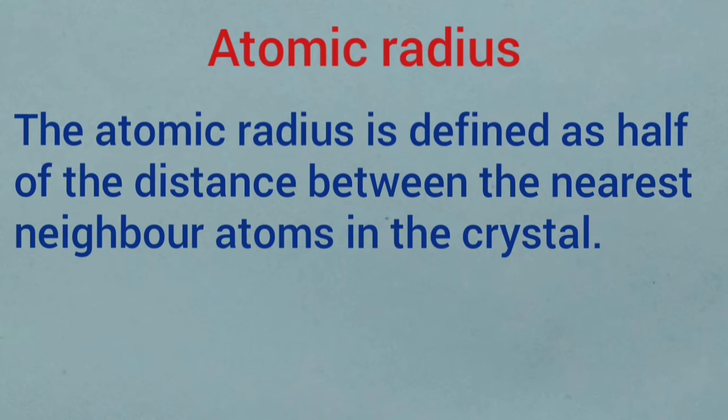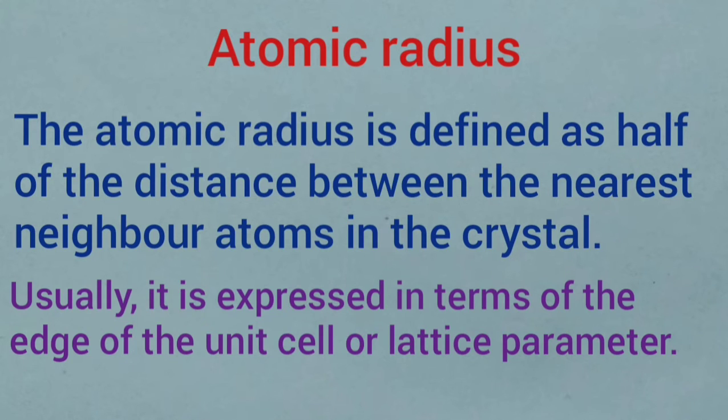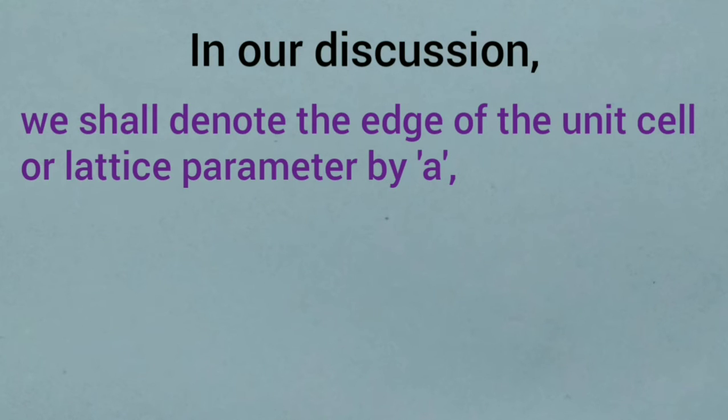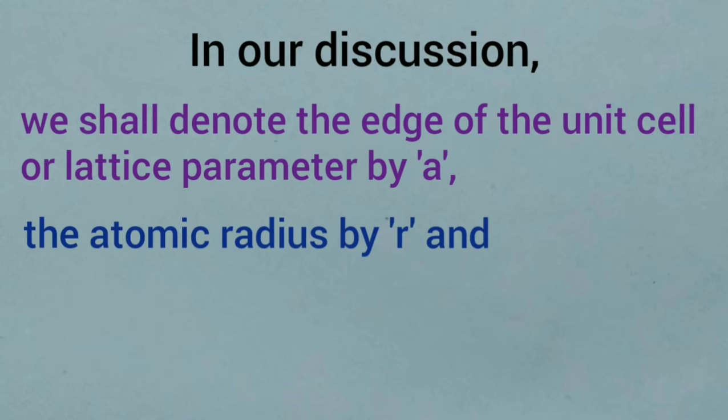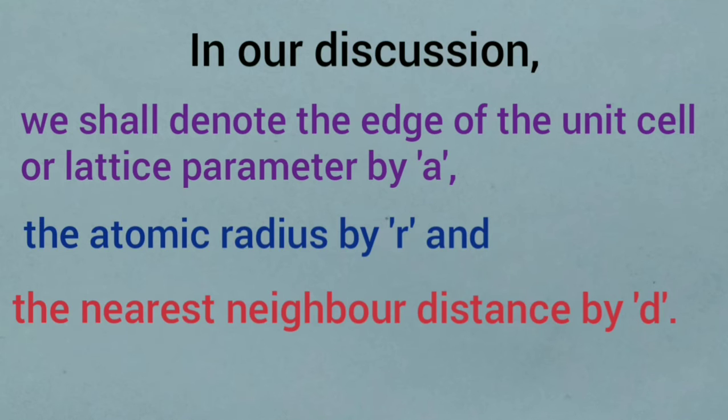The atomic radius is defined as half of the distance between the nearest neighbor atoms in the crystal. Usually, it is expressed in terms of the edge of the unit cell or lattice parameter. In our discussion, we shall denote the edge of the unit cell or lattice parameter by A, the atomic radius by R, and the nearest neighbor distance by D.